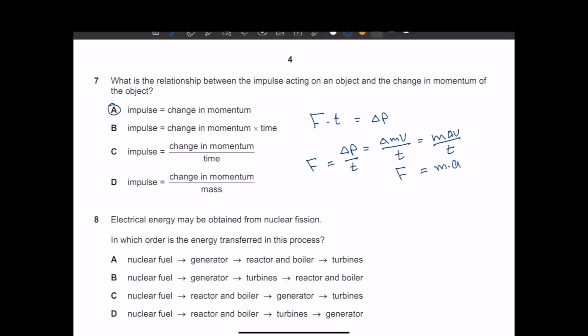And as you see here, the force equals mass times acceleration, and that was the second law of Newton, right? So depending on this law, if you do cross multiplication, you will reach F times time equals delta P. Delta P here is the change in momentum, right? And F times T here is the impulse. So depending on that, the right answer could be A.